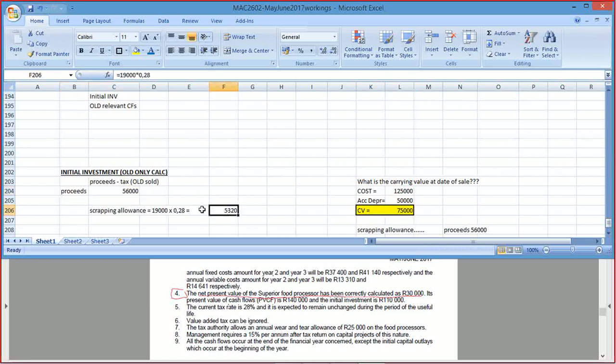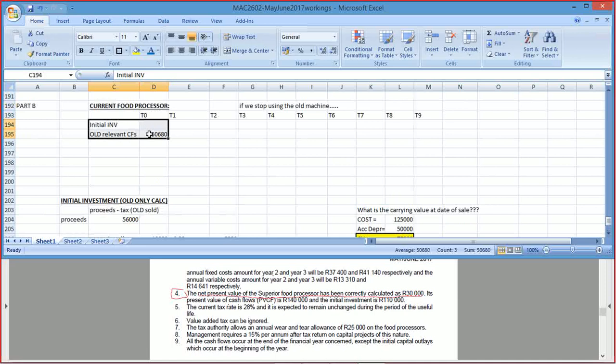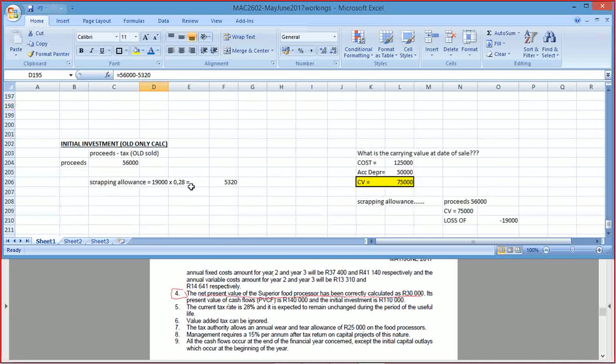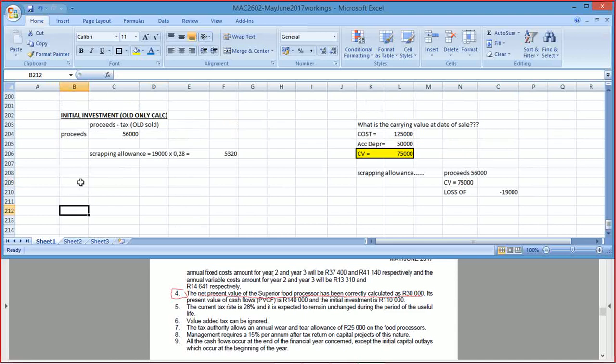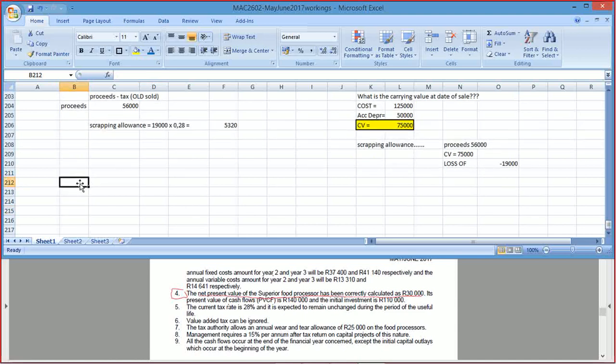Yes. So your proceeds were 56. They'll allow you a scrapping allowance of 5,320. So the difference would be what you would have here: 56,000 less 5,320. That would have been part of the initial investment. That's an inflow. That's a benefit. That's the first part. Then the second part is going to be OCF.